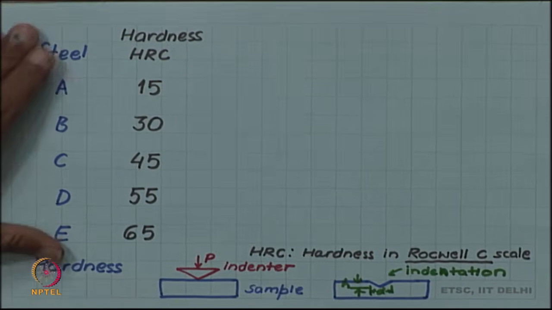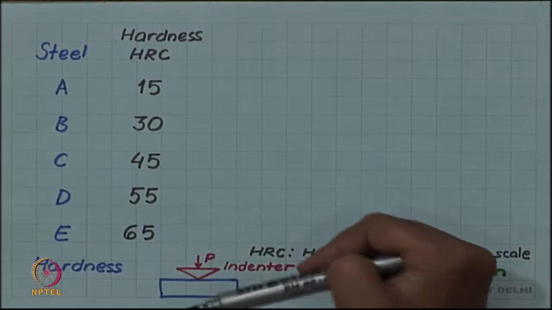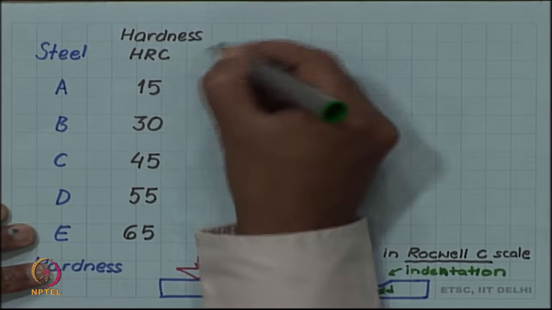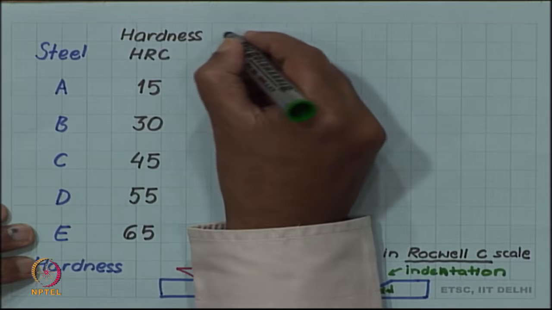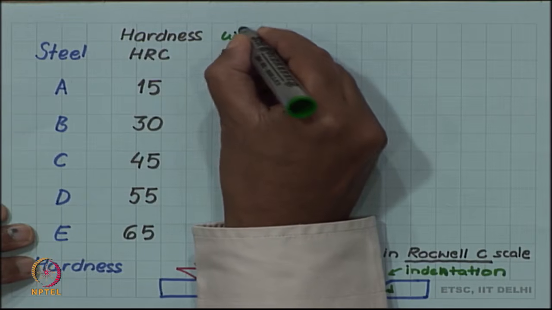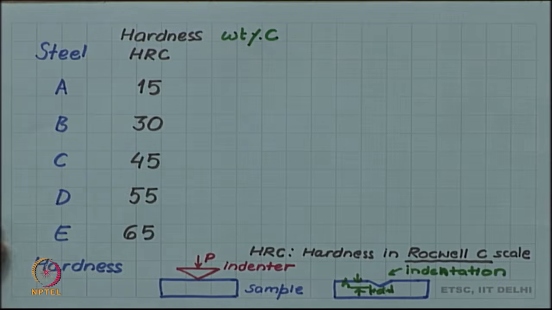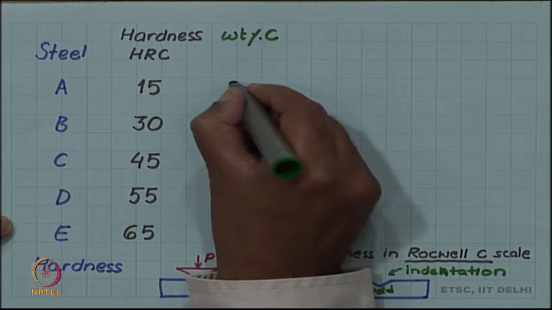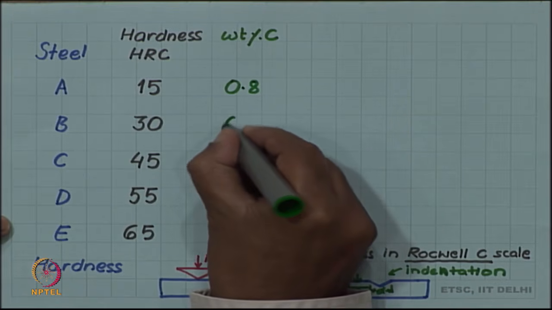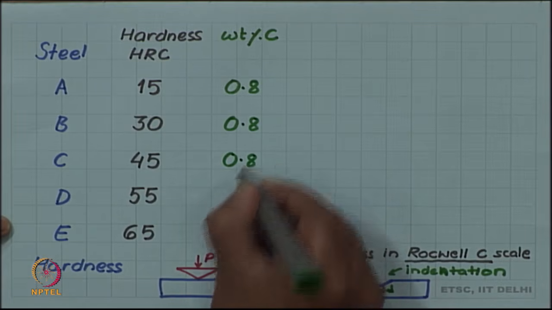So, one guess will be that they may be steels of different carbon concentration. So, let us look at that. We send our samples to the laboratory for determining their carbon concentration. So, let us now have the third column, weight percent carbon, but to our surprise we find that all of them are 0.8% carbon. The carbon concentration is not changing.